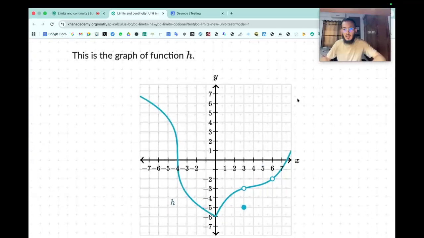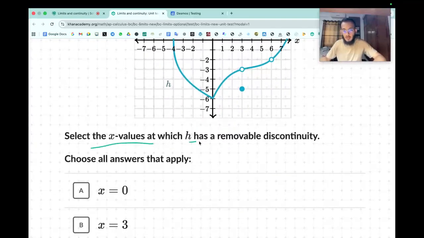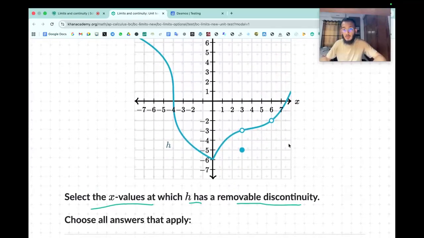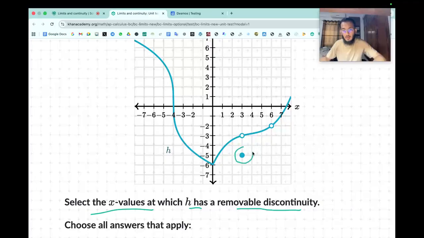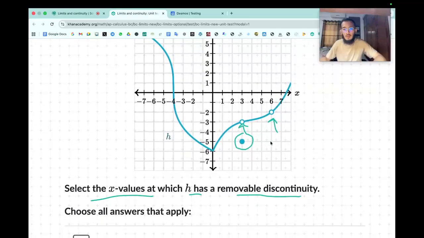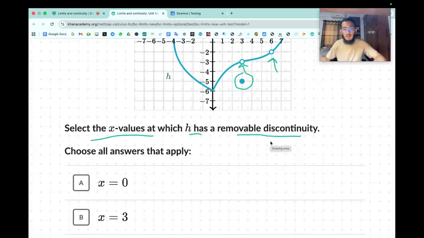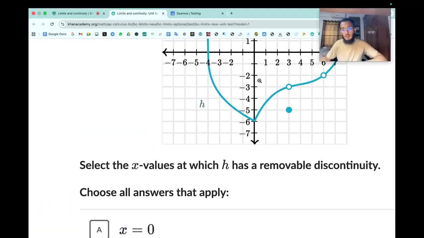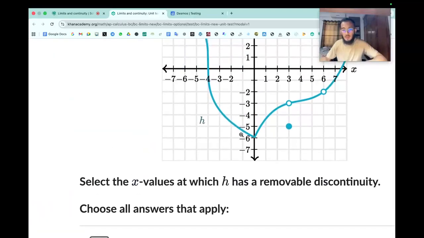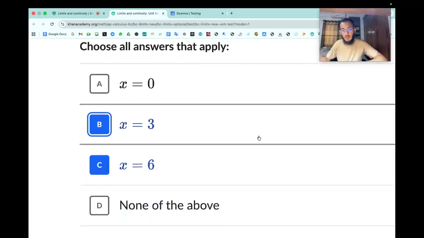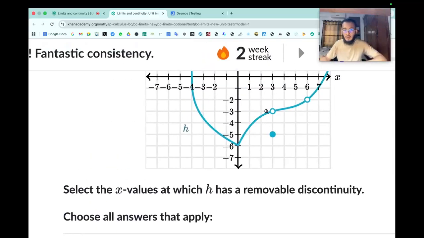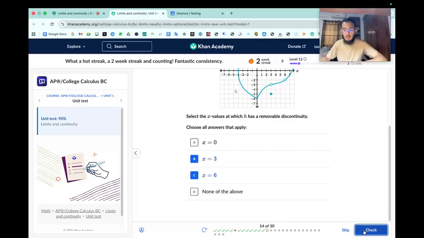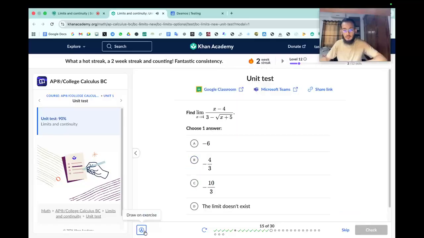This is the graph of the function h. Select all x values at which h has a removable discontinuity. As you can see, we have a removable discontinuity here and here. So x equals 3 and 6. What about x equals 0? No, we don't have a removable discontinuity. It's a sharp turn. And as you can see, removable discontinuity and removable discontinuity.